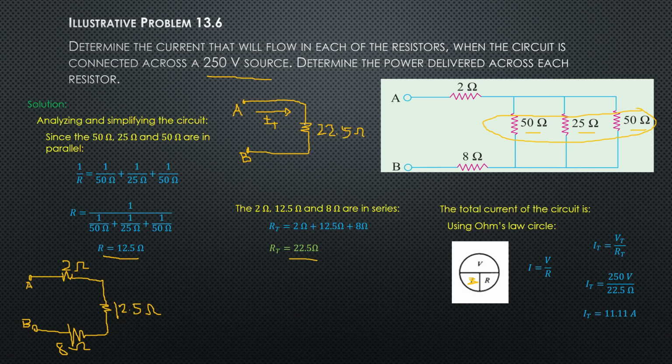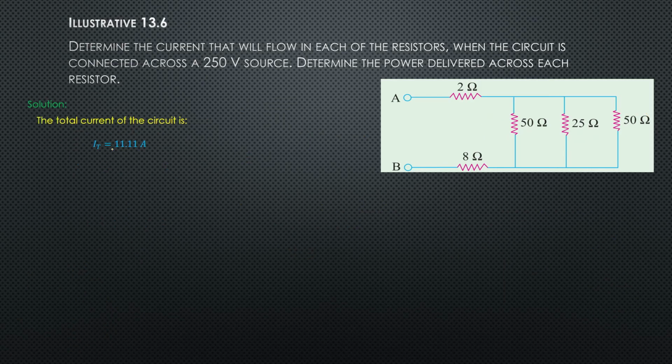But then if we are going back to the previous circuit, this is the circuit, right? So the total current I total will be equal to those circuits. So the current that will flow through the 2 ohm resistor is 11.11 amperes. Same goes with the 12.5 ohms, 11.11 and 11.11 amperes. Okay, for the 8 ohm resistor, the total current of the circuit is given as 11.11 amperes.